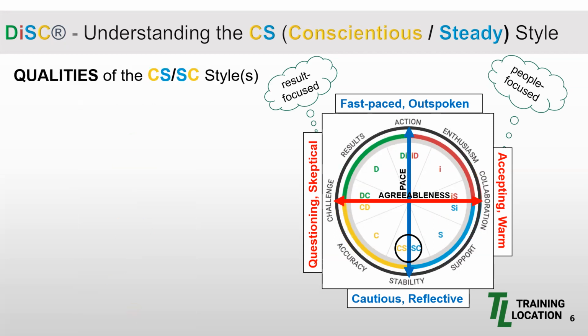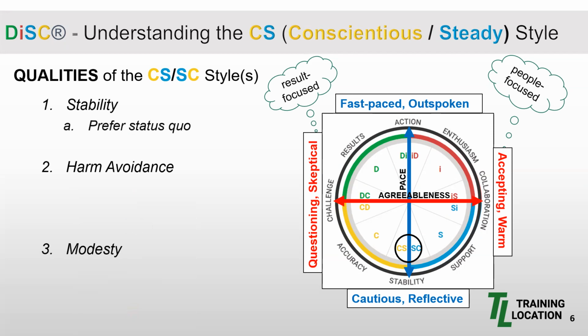Okay, let's take a look. Let's review the qualities of the CS SC styles, since they're the same qualities, which include stability, harm avoidance, and modesty. Let's break these qualities down a little bit. So for stability, if you ask the CS, they will tell you that chaos and uncertainty are generally uncomfortable for them. They take a cautious approach to change and prefer to maintain the status quo.